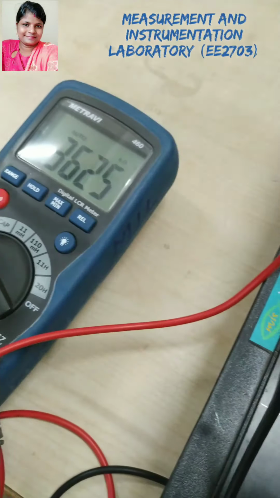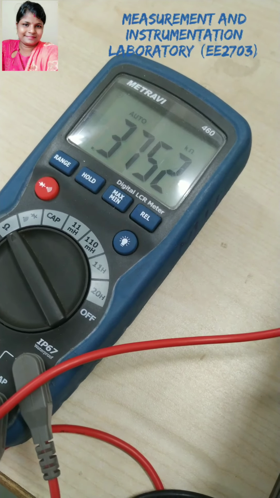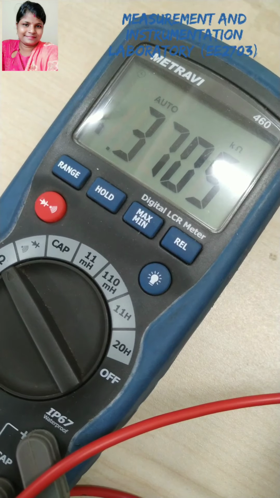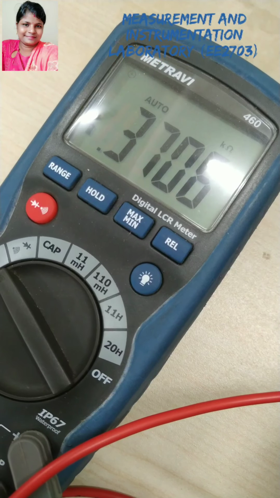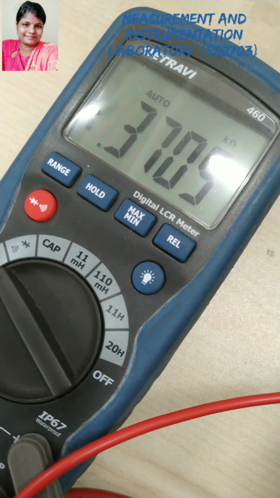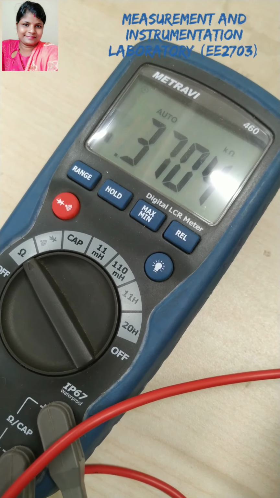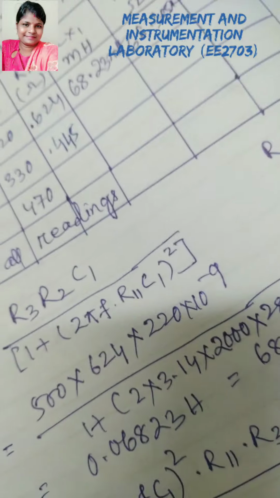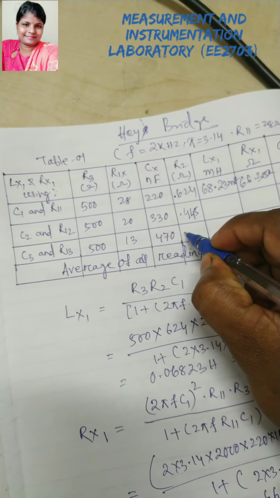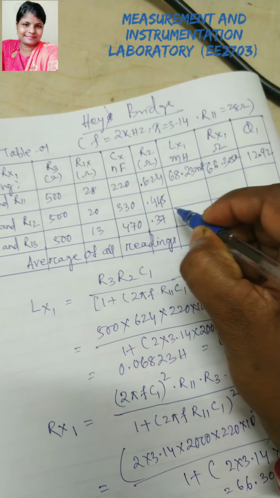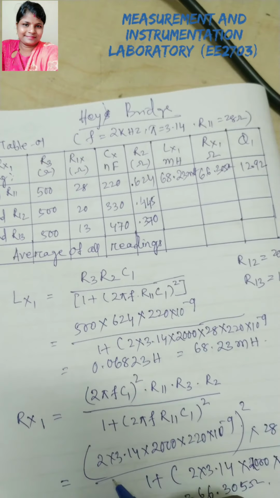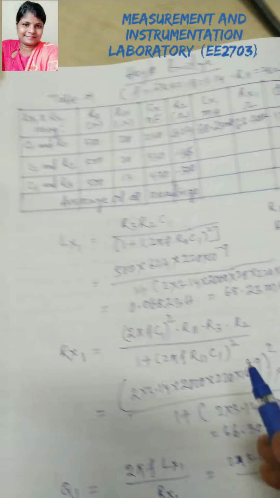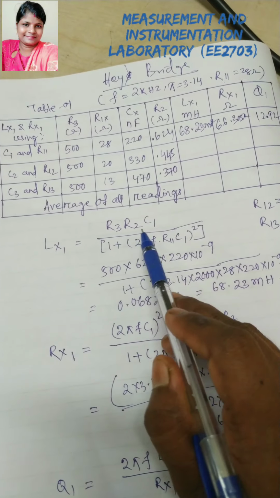So here the value is 370 ohm, that is 0.37 kilo ohm. Right, here 0.370 kilo ohm or 370 ohm. Same, you can use this formula with R2, R3, C1.